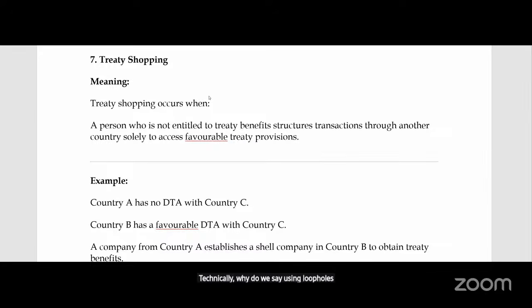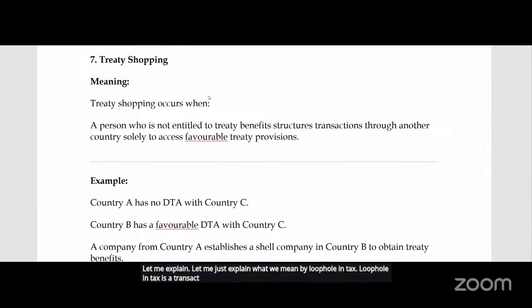Technically, why do we say using loopholes? Let me just explain what we mean by a loophole in tax. A loophole in tax is a transaction or a provision that the law has made with the intention that it will help, but people take advantage of it.